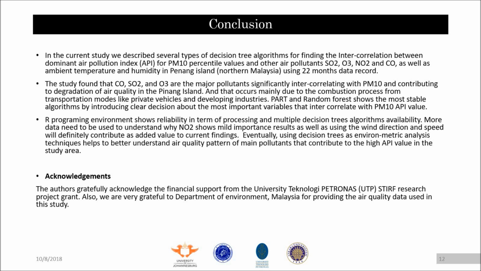rpart and random forest show the most stable algorithms by introducing clear decisions about the most important variables that intercorrelate with the API value of the PM10. Also, our programming shows a very nice and stable analysis routine in terms of producing those decision trees. To conclude, more data need to be used to understand why NO2 shows a mild importance result, as well as using the wind direction and speed. Wind speed will definitely contribute as added value to the current findings.